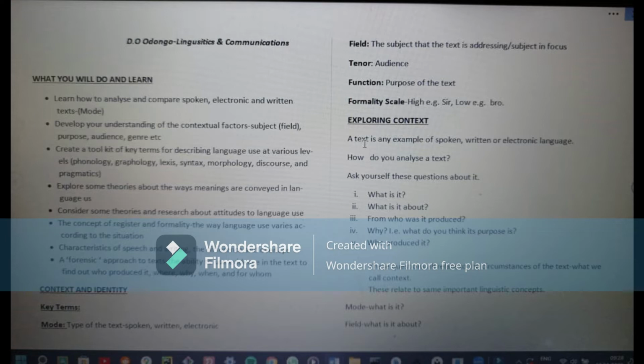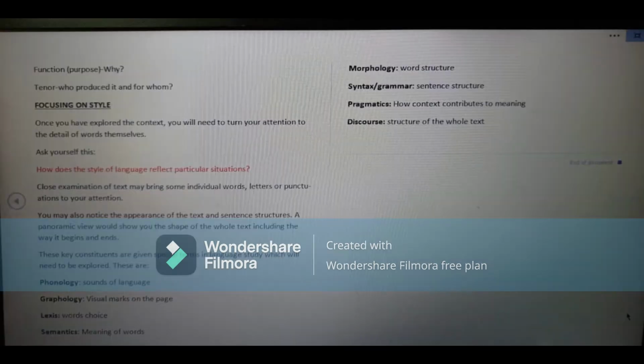And also, of course, the context, the environment under which someone talks, under which someone presents a text, also matters and plays a very huge role in communication. Now, what are you supposed to do as a candidate? So there are basic facts that you need to put in place. One, you must know that you have to learn how to analyze and compare texts.